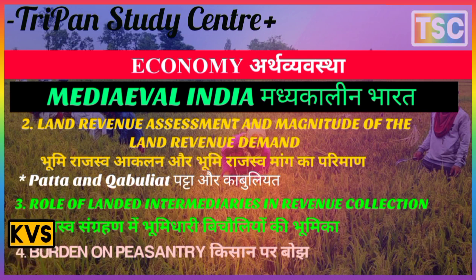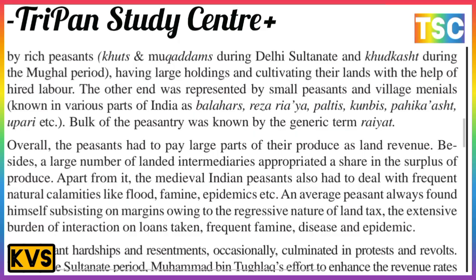This is the most important here, the burden on the peasantry. This is a chapter of the economic history. The peasantry formed the overwhelming majority of the population in medieval India. It was, however, not a homogeneous group. One end of the spectrum was represented by the rich peasants, the Khut and Muqaddams during the Delhi Sultanate and the Khudkhasht during the Mughal period, having large holdings and cultivating the land with the help of hired labor.